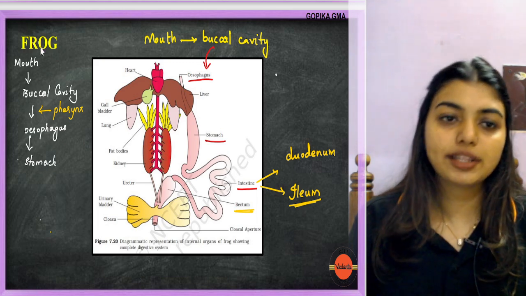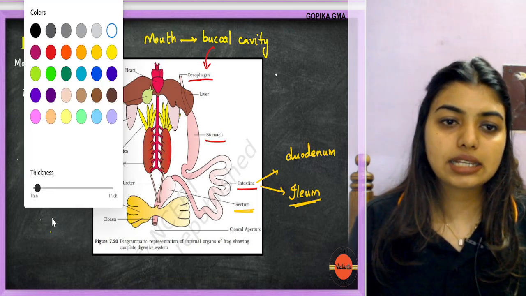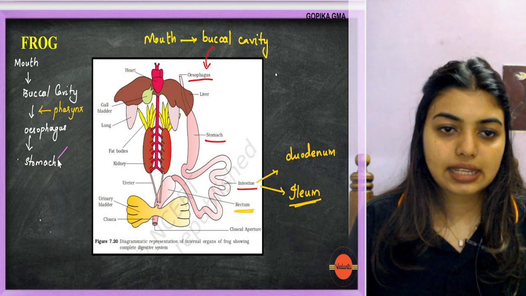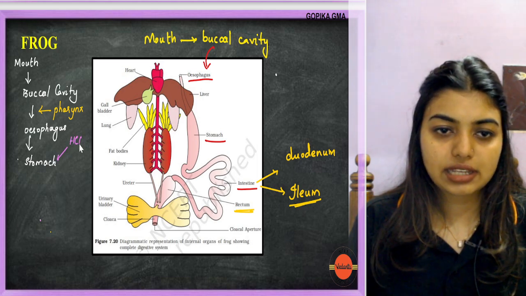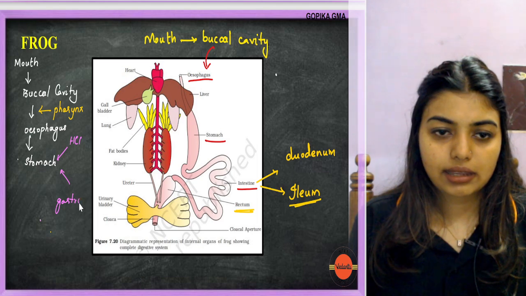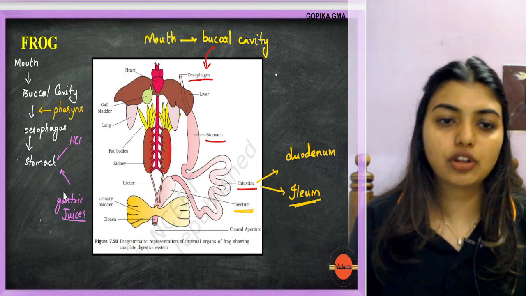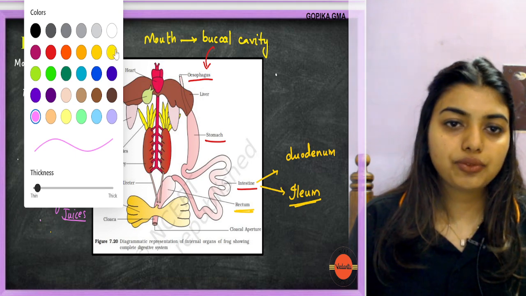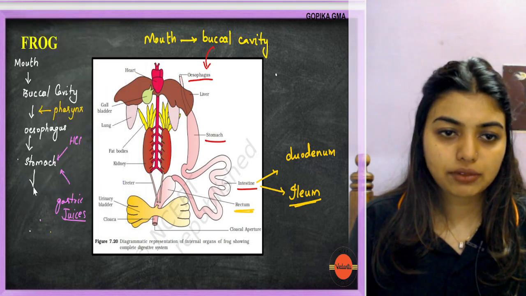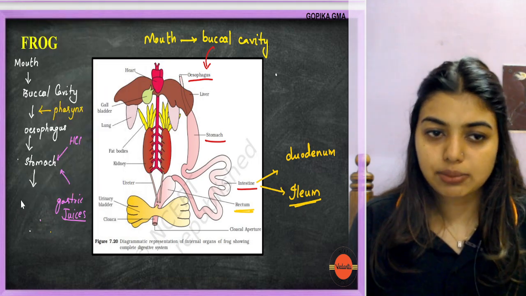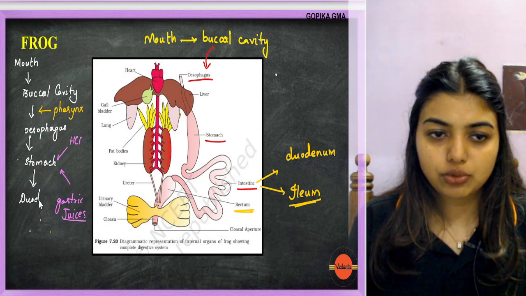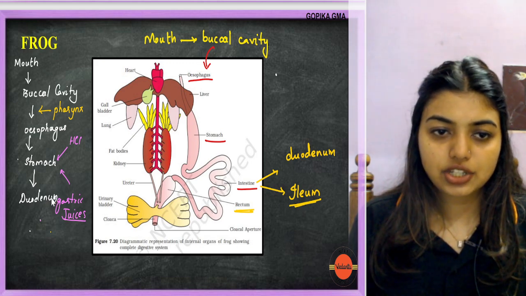In the stomach, now what and all is there? There is a release of HCl, and there is a release of gastric juices. Got it, all of you? Now further, when we go down from the stomach, it will go into the first part of the small intestine, that is called duodenum. To this duodenum there are secretions that are going to come.